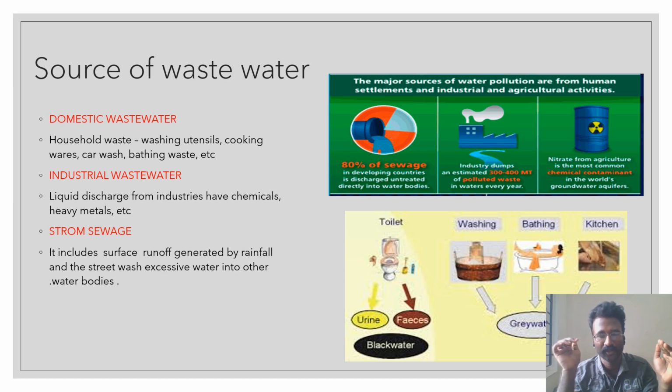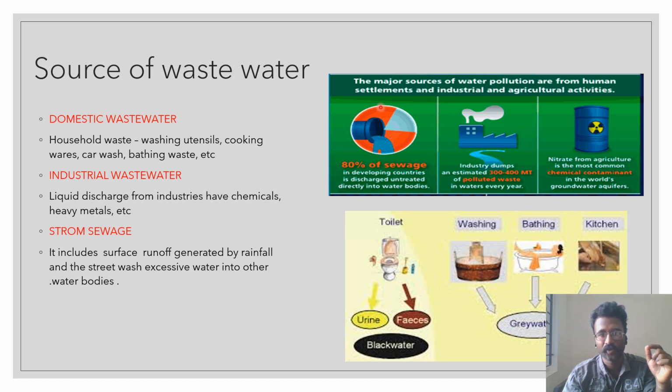So what is industrial wastewater? They are the liquid discharges from industries. They might have chemicals, heavy metals, toxic components, and different types of pollutants. And here comes storm sewage. It includes surface runoff generated by rainfall, because when it rains, we can see floods everywhere. That excessive runoff water will mix into the sewage and drains, and it will eventually end up in water bodies.